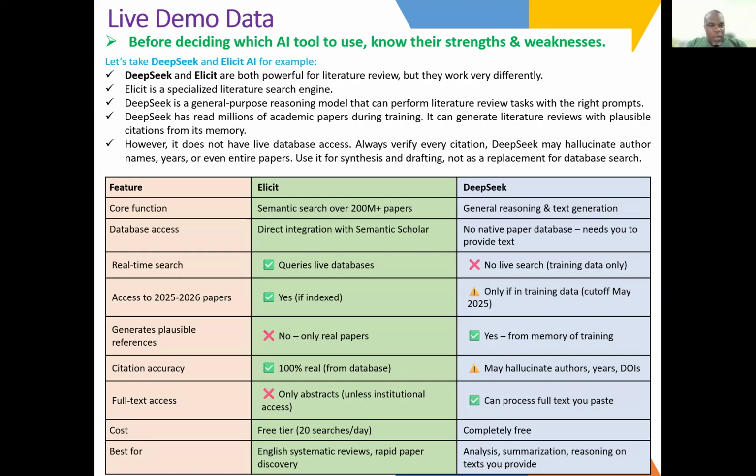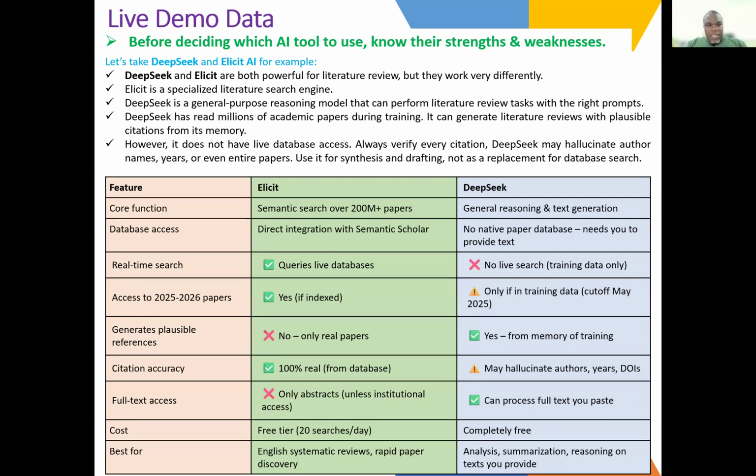Now we'll look at two tools. For this session I just selected DeepSeek and Elicit. These are two AI tools that serve different purposes. Elicit is a specialized search engine, and it has an advantage over DeepSeek in that it is connected to most of the scientific databases. That means it gets real-time references. As the references are updated, it gets them. It can give you a reference that is released today.